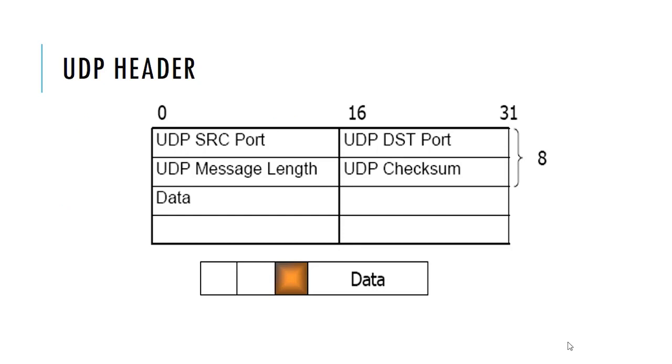Now let us move to the UDP header. The UDP header is simple. It is just the source port, destination port, message length, and checksum.